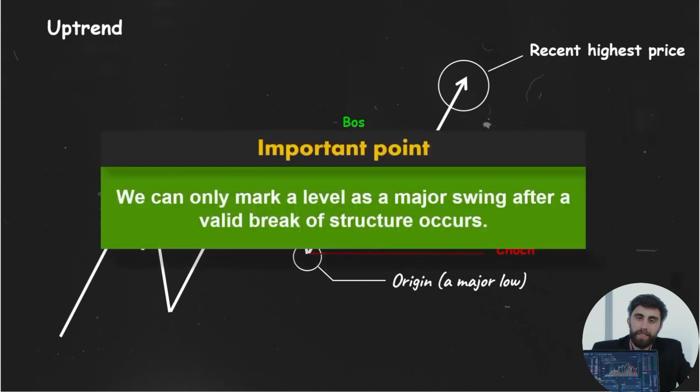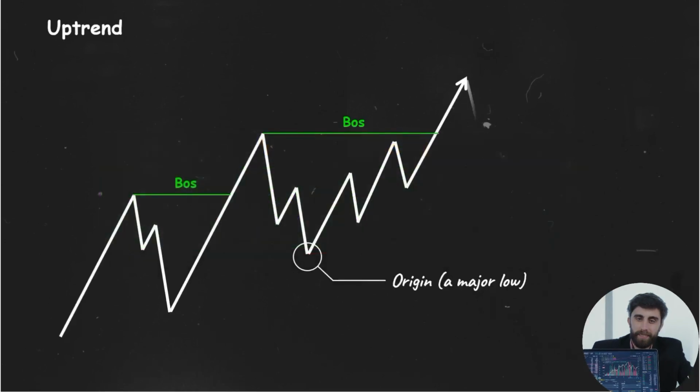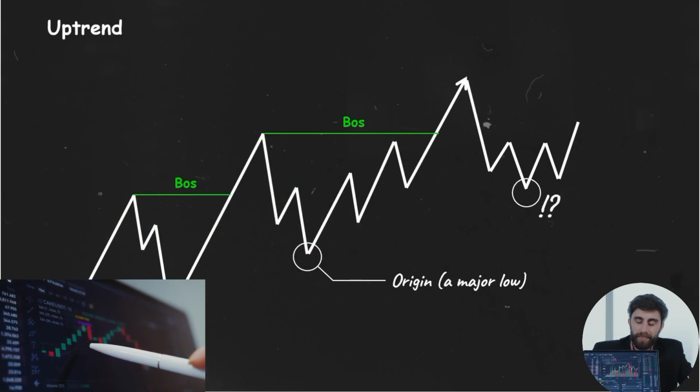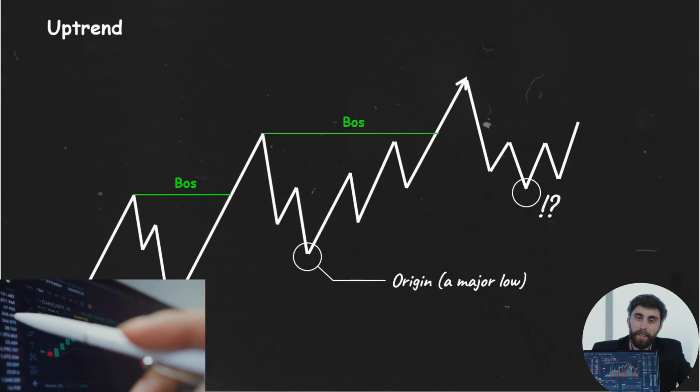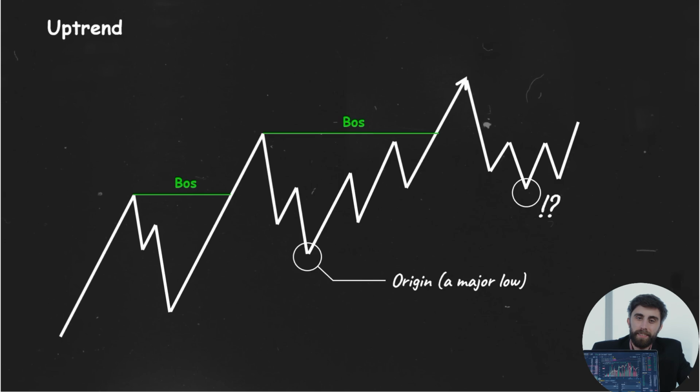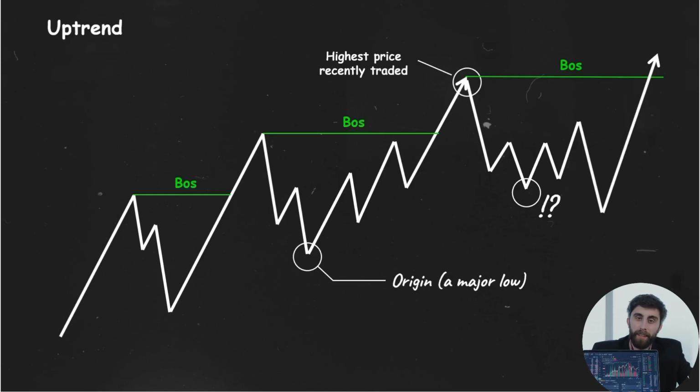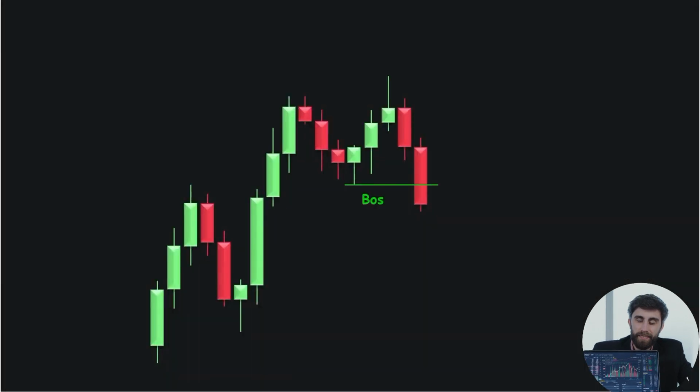Now here's an important point. We can only mark a level as a major swing after a valid break of structure occurs. For instance, this low cannot be identified as a major swing low until a valid break of structure takes place. This is the highest price recently traded, so a break of structure is only valid when the price breaks through this level. As mentioned, only after a valid break of structure can we mark a level as a major swing. Thus, this level is considered a major swing low, while the others are minor. Breaking below a minor swing low also indicates a weakening of bullish momentum.